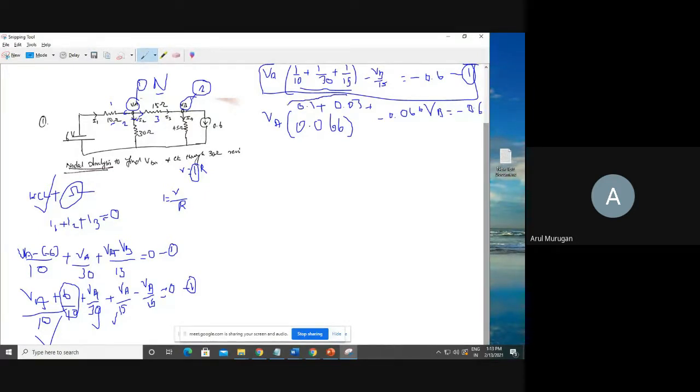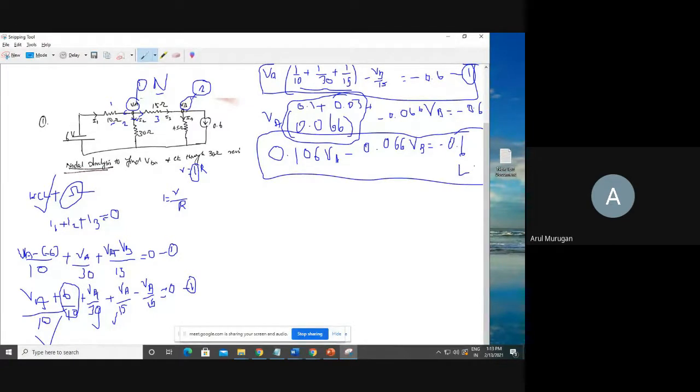So you can add all these values and tell me in one value. So take 0.1 plus 0.03 plus 0.066. What is the answer? 0.196 VA. So what is that one? 0.196 VA minus 0.066 VB. It is equal to minus 0.6. So this is the first equation. Final first equation. Simplified first equation.